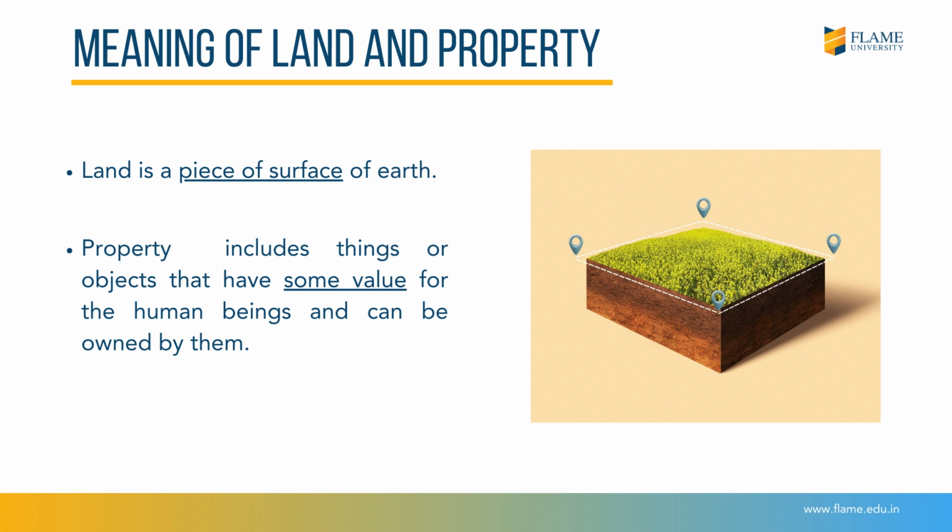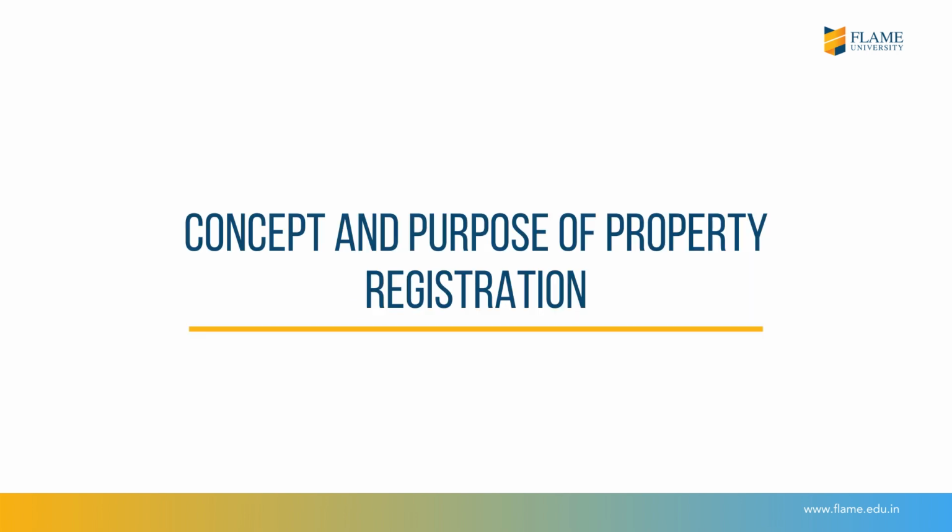Immovable property includes land and things permanently attached to land. In this lecture, we will be discussing registration of immovable property. The terms land and property used in this lecture would actually mean immovable property. After knowing what property is, let us understand what registration is.